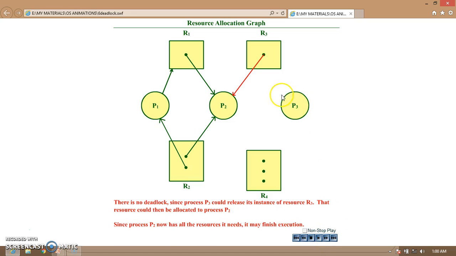After completing process P3, now process P3 has completed its task, and resource R3 has been released by process P3. Now that resource has been granted to process P2. That means the request of process P2 is now accepted, but only after completing the task of process P3.